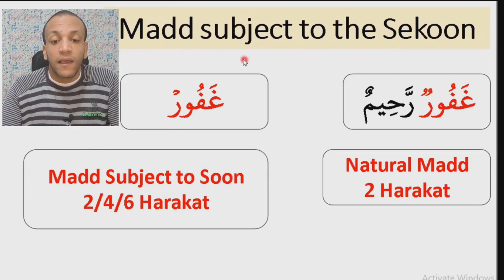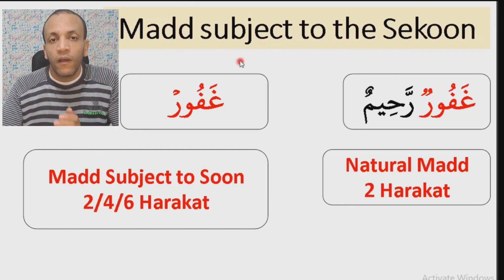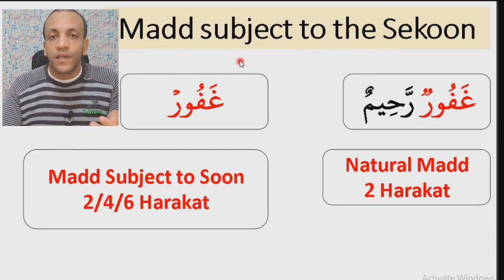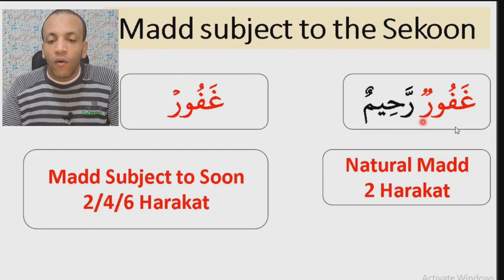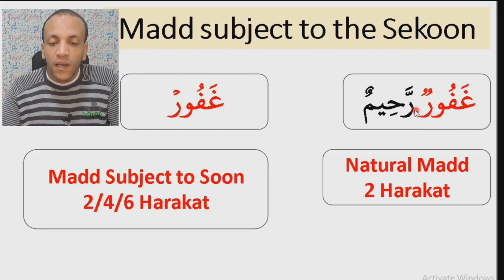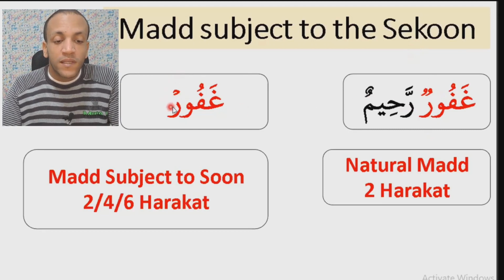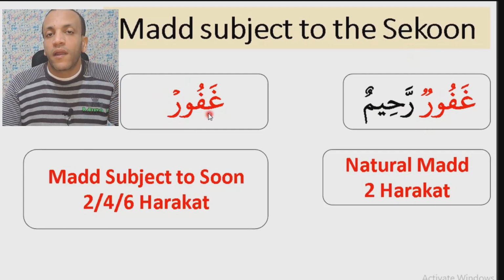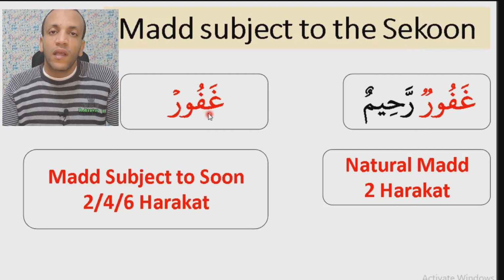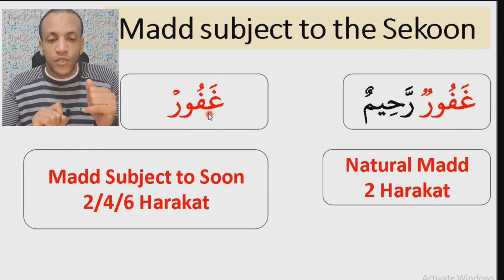So this Madd is a temporary Madd. You apply this Madd only in case you stop or you pause the reading, the recitation, after a word that finishes with vowel, and where the penultimate letter of this word is a letter of Madd, like this word on your right. The penultimate letter is a letter of Madd. So when you stop, you will not pronounce the vowels, but you will pronounce the last sound with Sekun. So in this case, we apply this Madd. So it's a temporary Madd. You will apply it only in case of stop recitation or pause recitation.